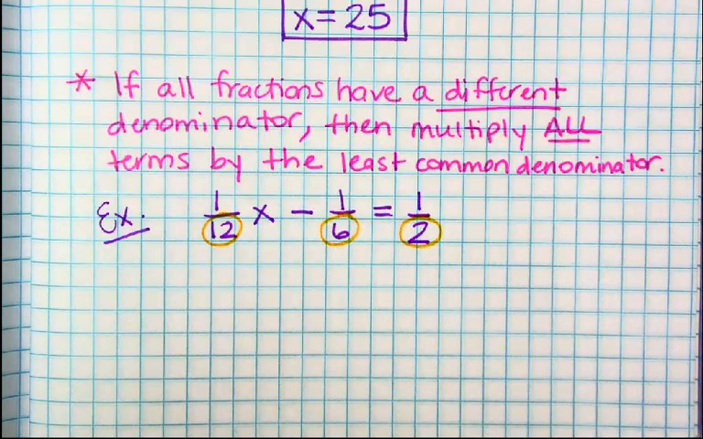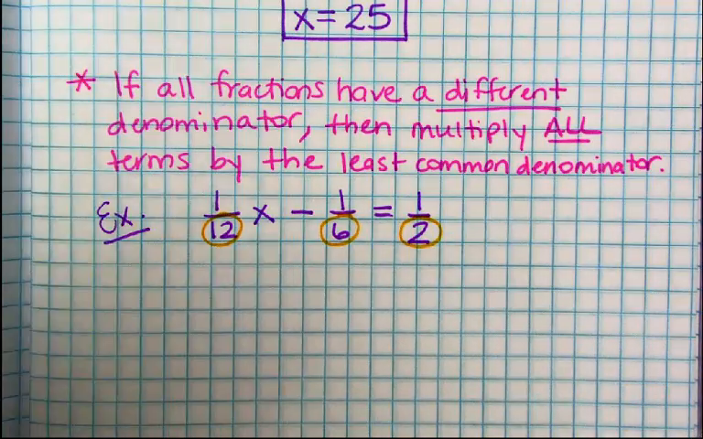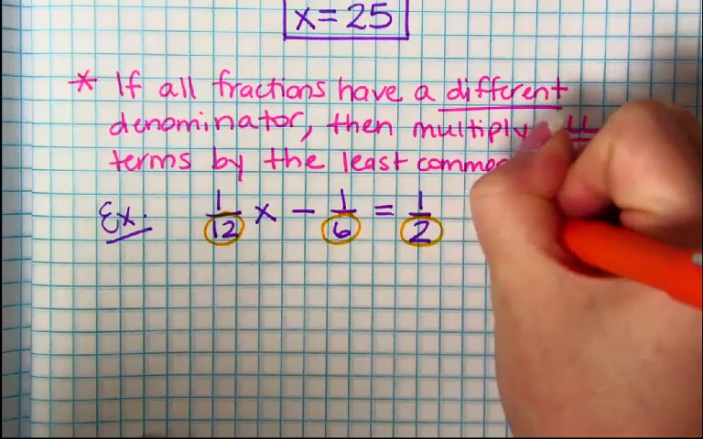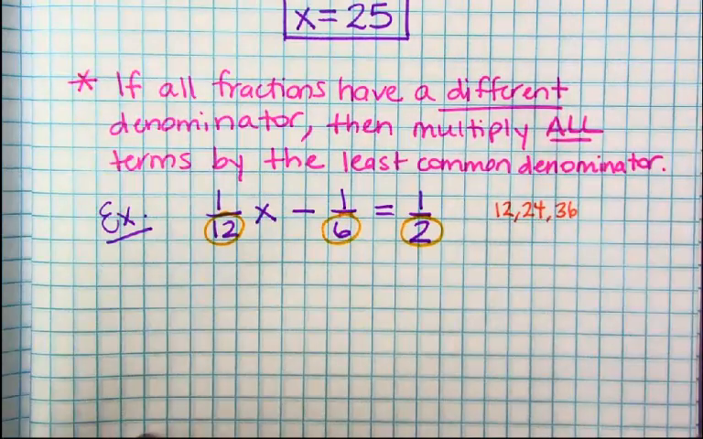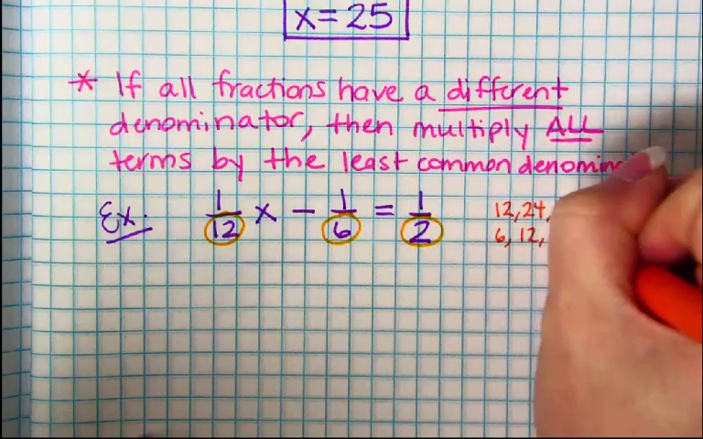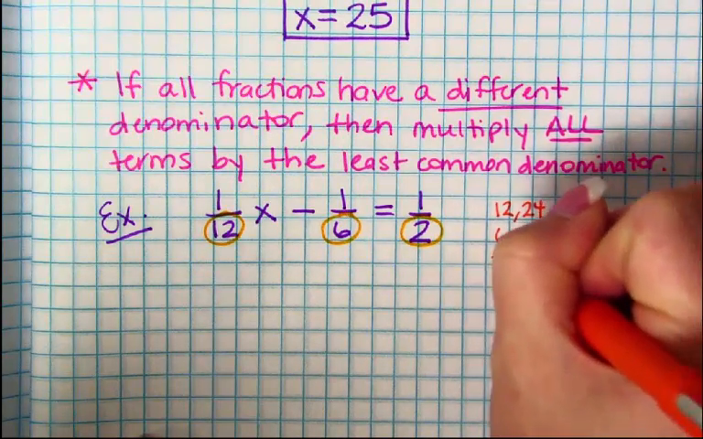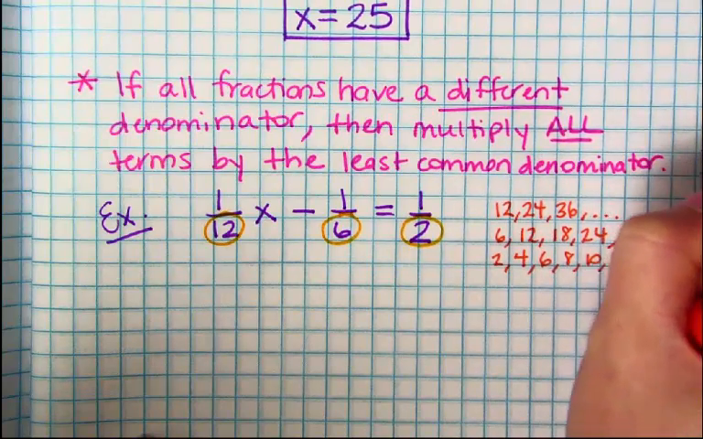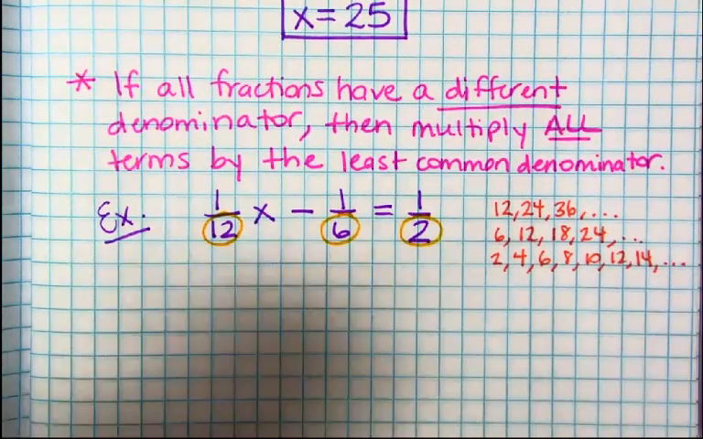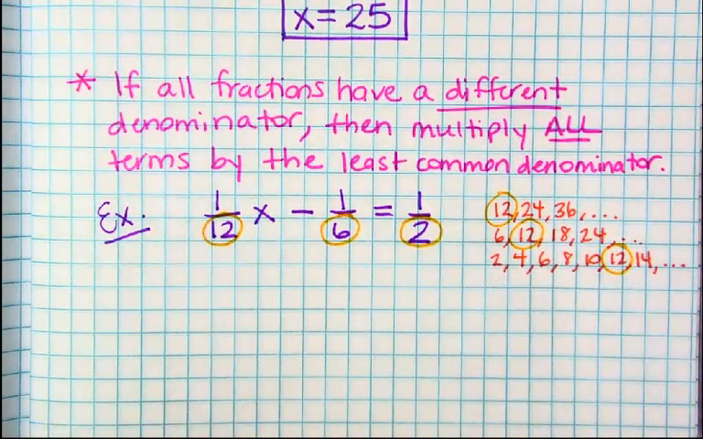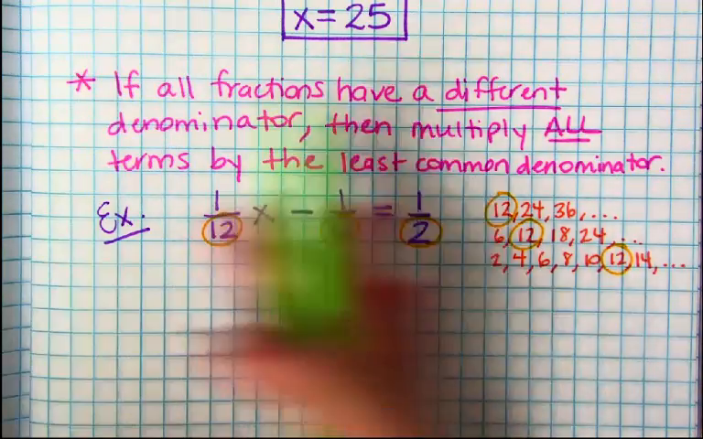The least common denominator is the same thing as the least common multiple: what is the smallest multiple that all of these numbers have in common? If you're not sure how to do this, you can start listing out multiples for each of your denominators off to the side. For 12, we've got 12, 24, 36. For 6, I've got 6, 12, 18, 24. And for 2, we've got 2, 4, 6, 8, 10, 12, 14, and so on. What's the first number that they all have in common? 12. That is their least common multiple, the least common denominator. So I'm going to multiply everything by 12.